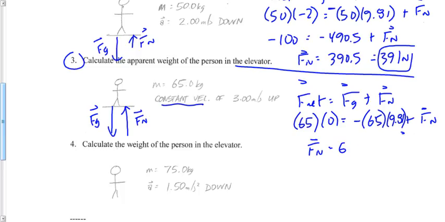Okay, so we're going to solve for this, and it works out to be 637 newtons for Fn there. My force of gravity is negative 637. My apparent weight is positive 637. I feel the same weight as I really am, regardless of whether I'm stopped with 0 acceleration, or moving at a constant velocity of 3 with 0 acceleration, or moving at a constant velocity of 25 with 0 acceleration. I would feel exactly the same way.